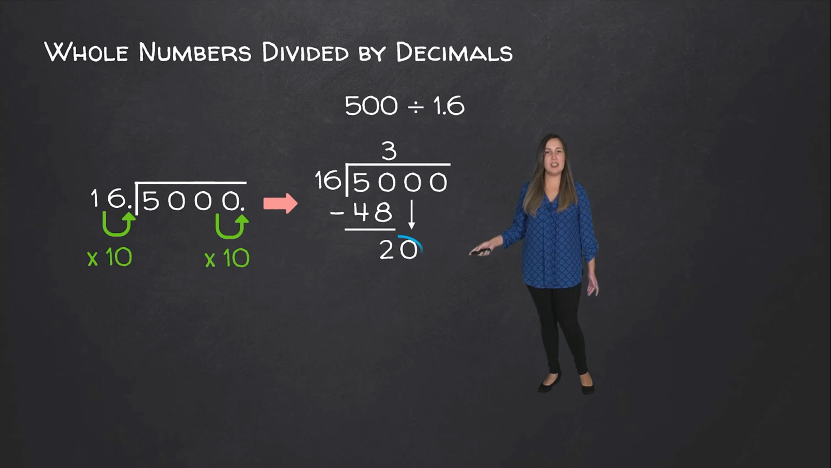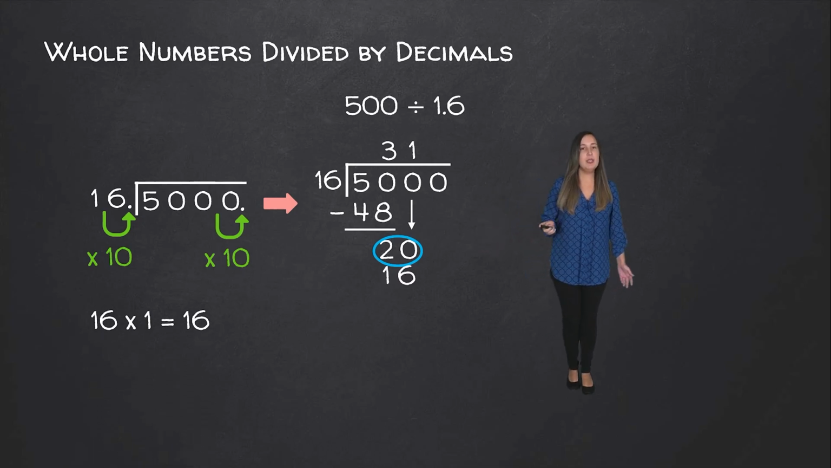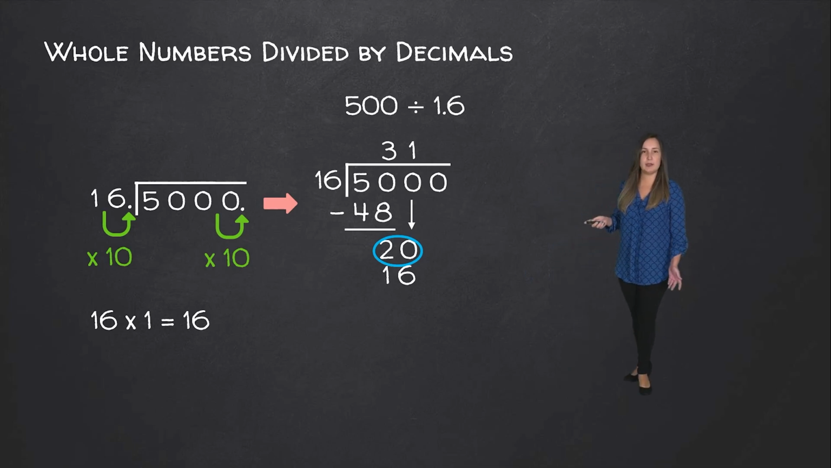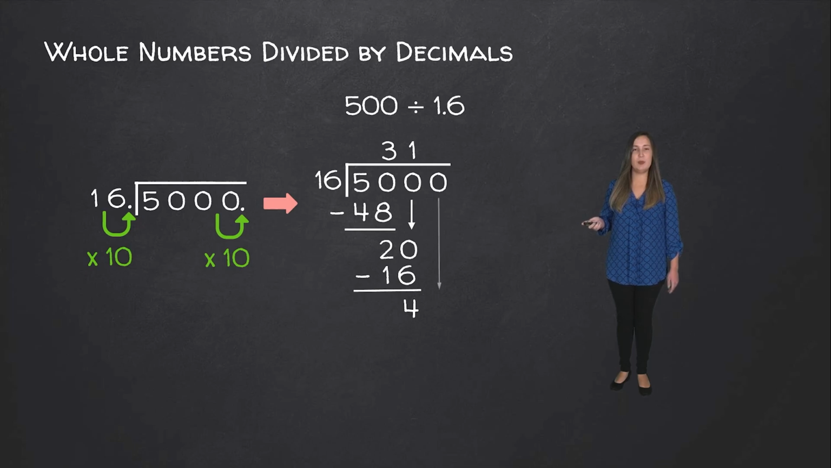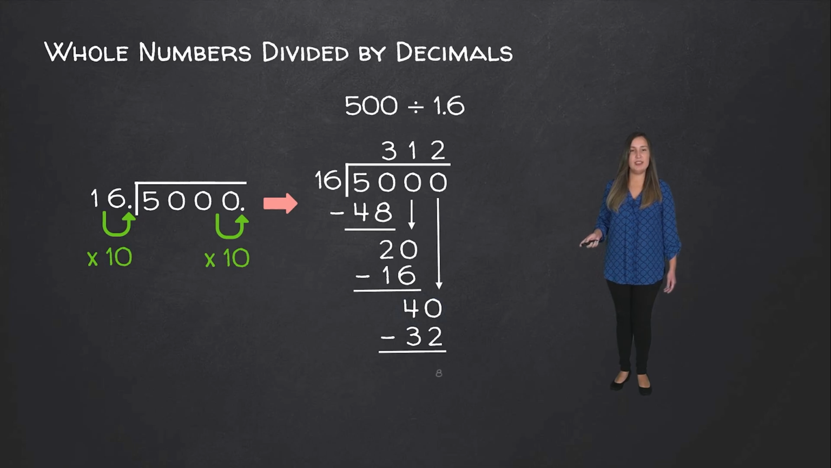Then we ask ourselves, how many times does 16 go into 20? And that would be 1 time, because 16 times 1 is equal to 16. And so we take the 20 and we subtract by 16. And that would give us 4. Then we bring down the next 0, and we have 40. And we ask ourselves, 16 goes into 40 how many times? And that would be 2 times, because 16 times 2 is equal to 32. And then we subtract 40 and 32, giving us 8.